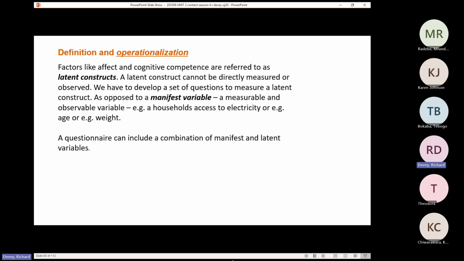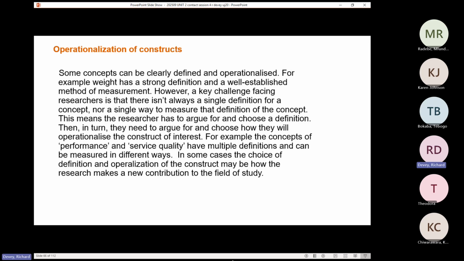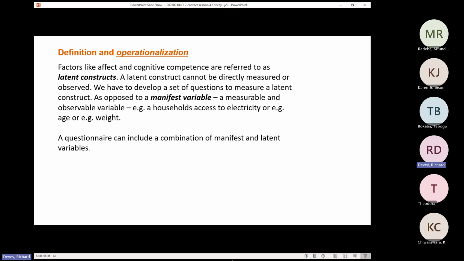And also just to note, a questionnaire can include a combination of manifest and latent variables. So you can have both in a questionnaire. Okay, I'm not going to go through this slide. It's just repeating the point about variables or constructs which are easy to define, and then constructs which are more difficult to define.